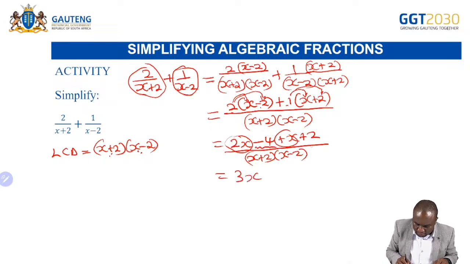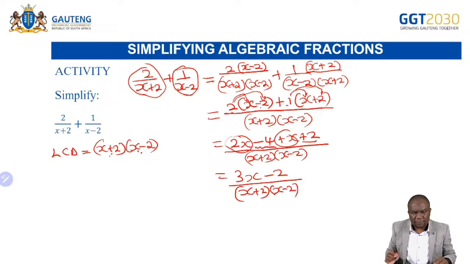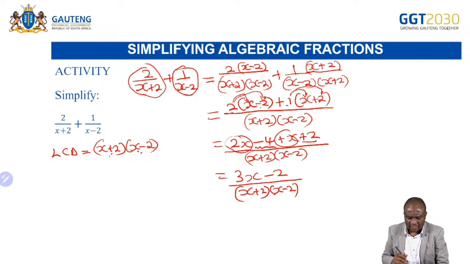Then negative 4 plus 2, that is negative 2, over x plus 2, x minus 2. Okay? Right. That is our answer there.